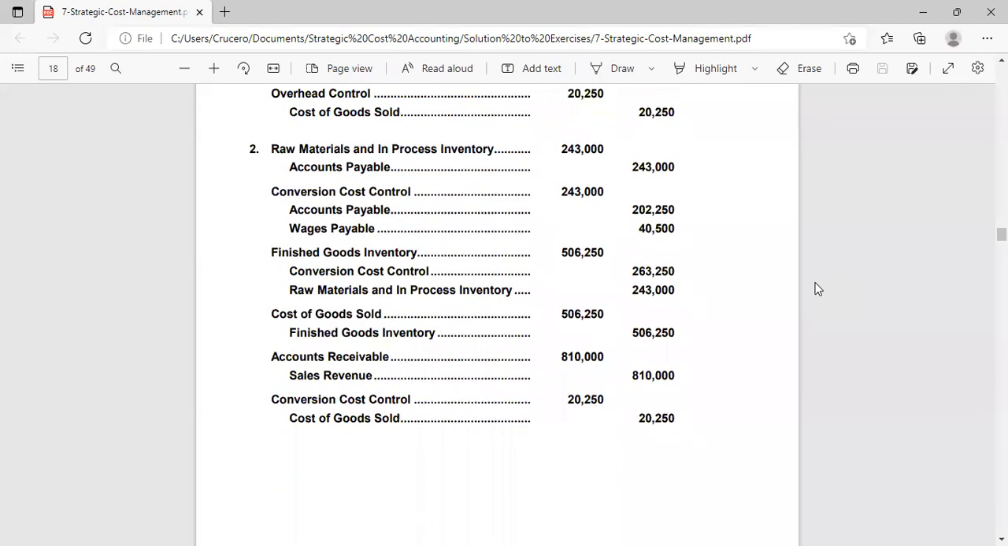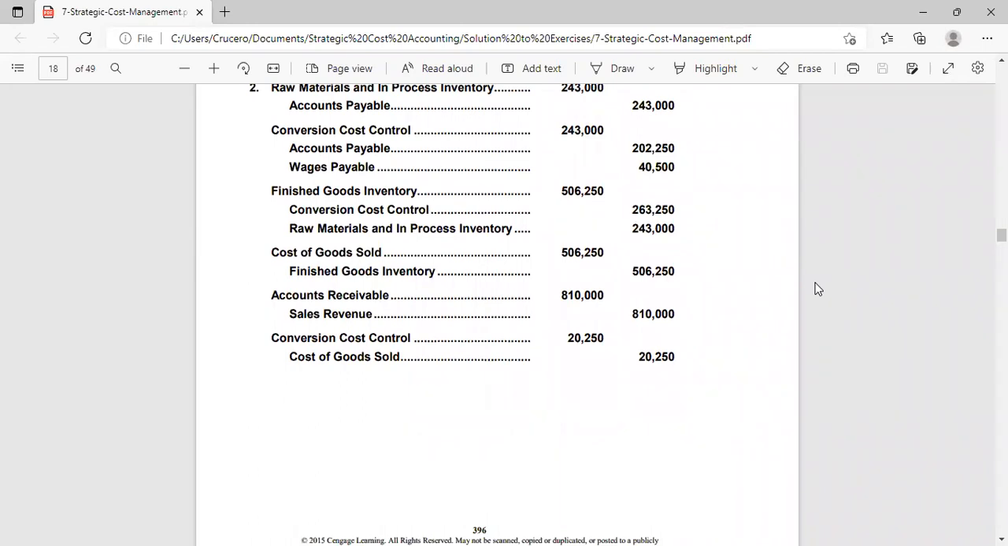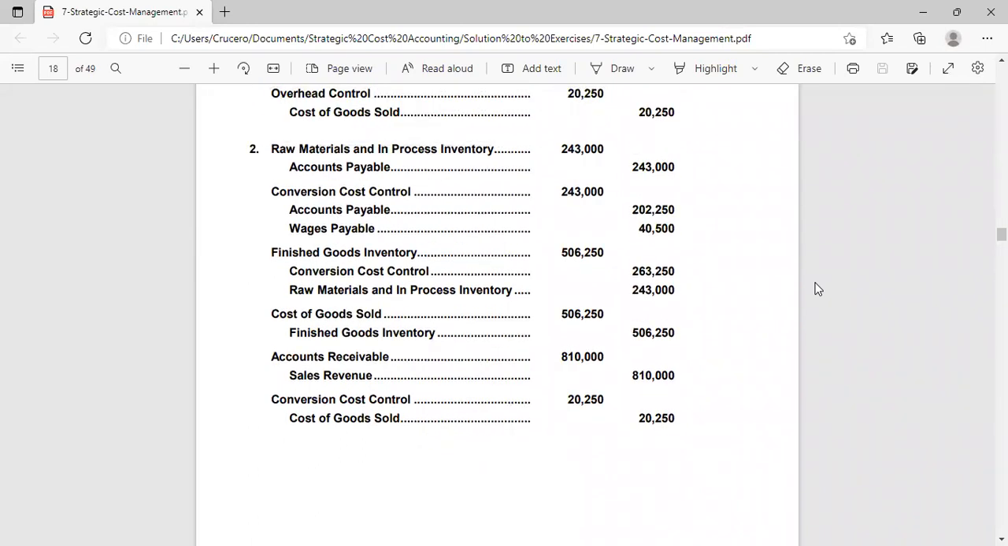Now in requirement number 2, prepare the journal entries for the month by using backflush costing. So first, we debit raw materials and in process. Or maybe you debit only raw and in process. And credit accounts payable. Debit conversion cost control for the actual amount of overhead and for direct labor.